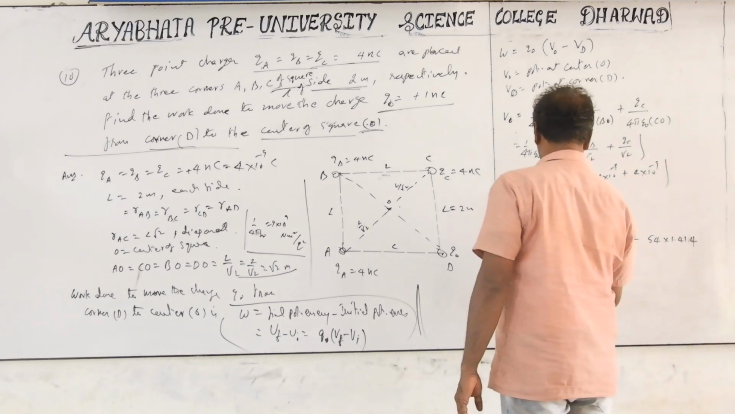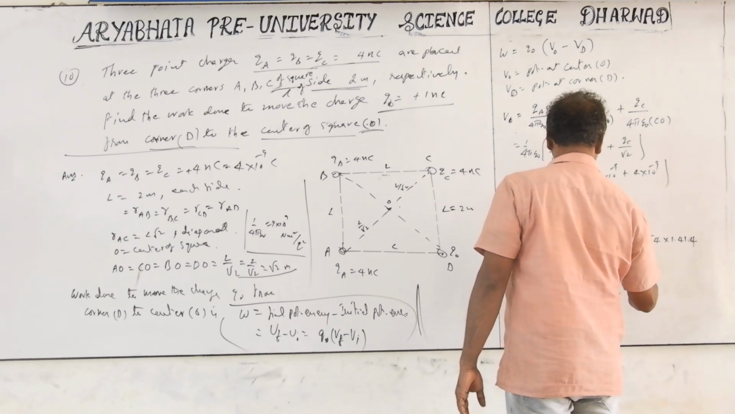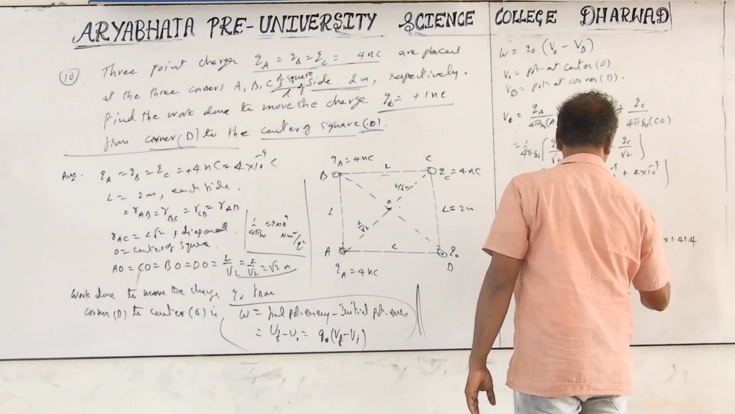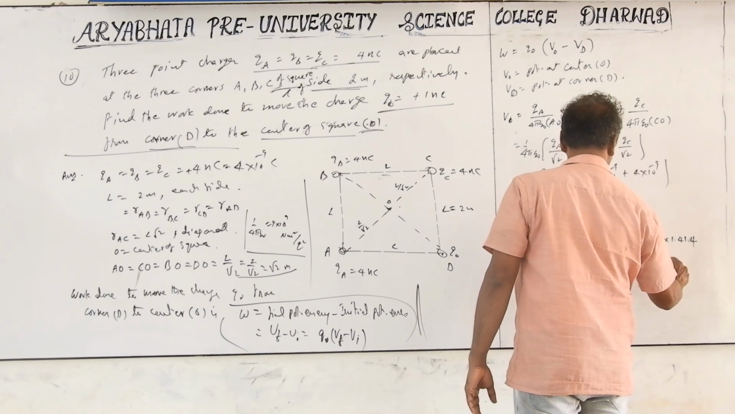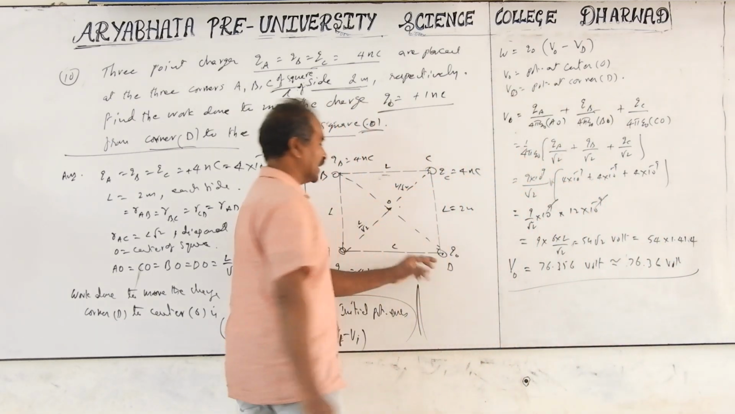That is 76.356, approximately 76.36 volts. This is VO. Similarly, we have to calculate the potential at D.